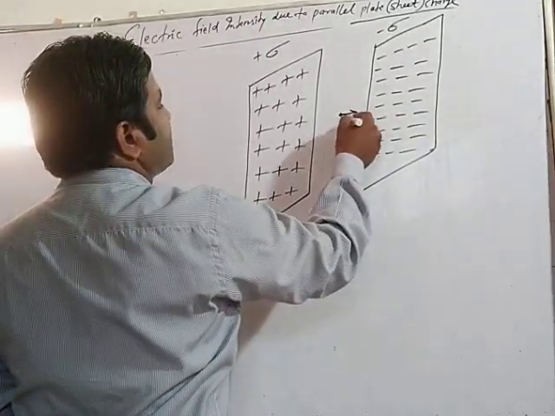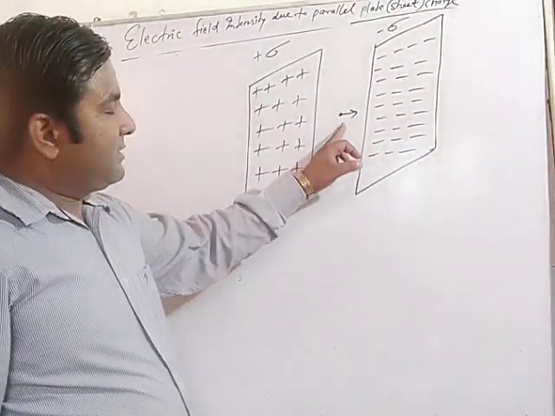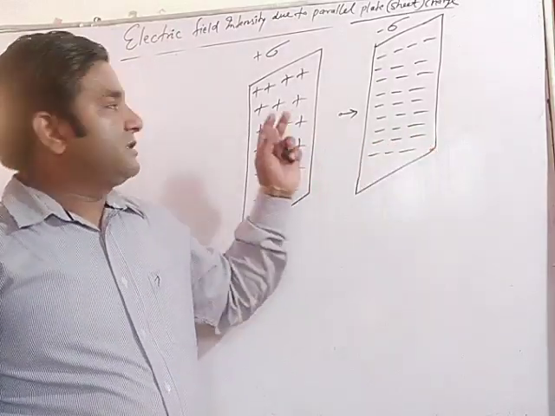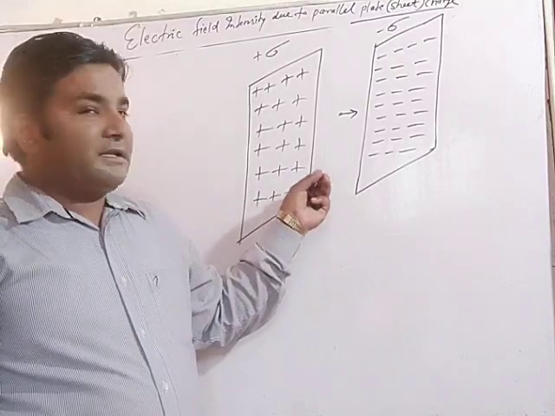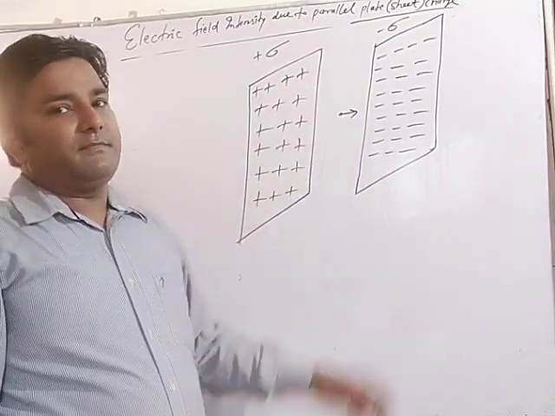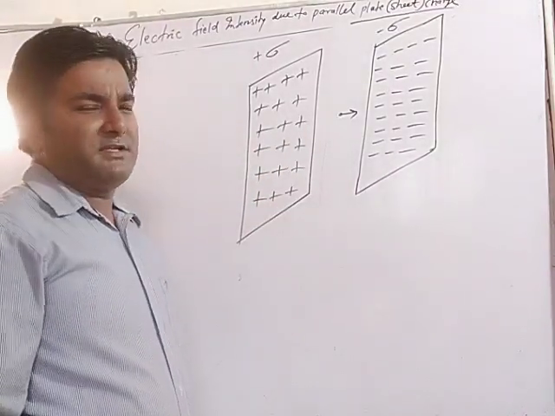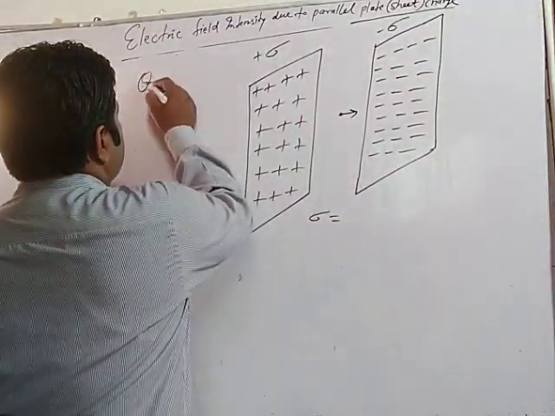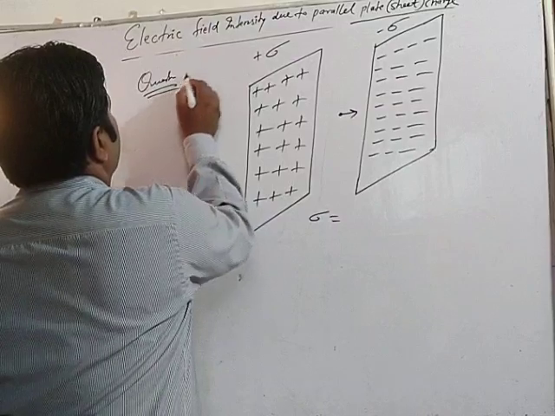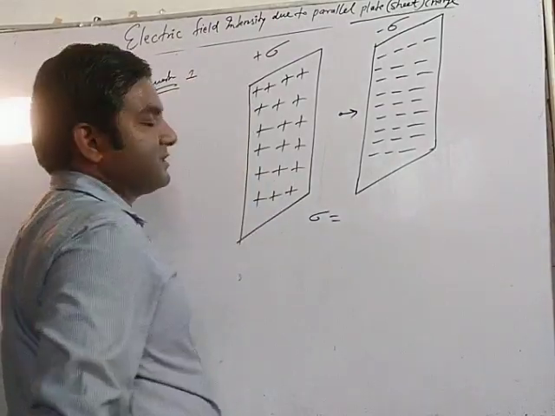The value of intensity. Why is the direction here towards right? Because this is positive charge, this is negative. The resultant electric field direction is always from positive to negative. So the calculation of this one is very easy. Here the surface charge density is given. So this is question number 1 based on surface charge density.